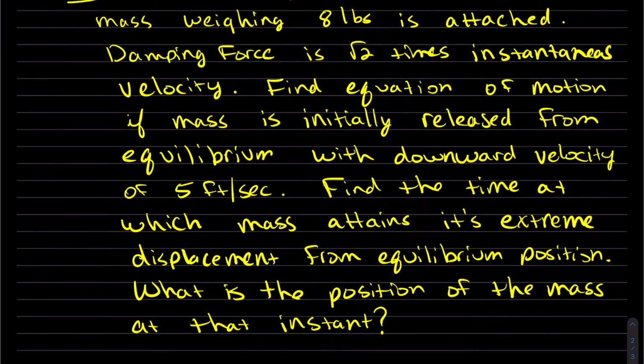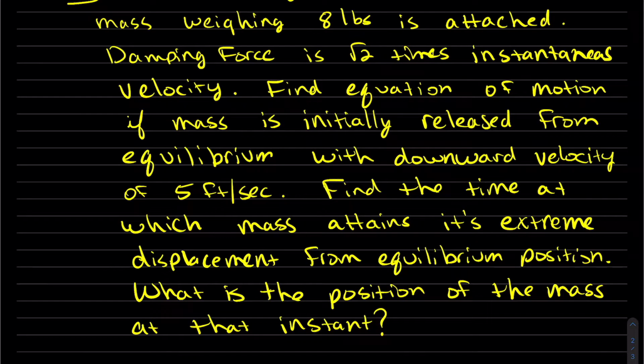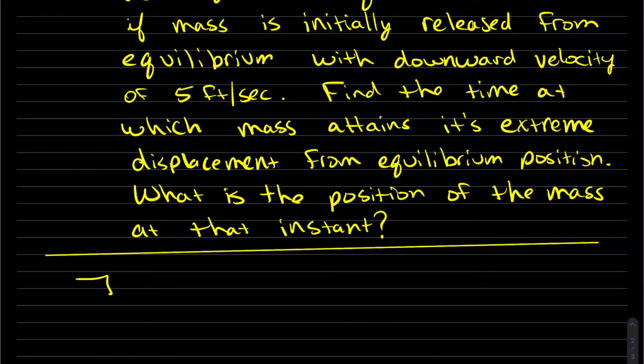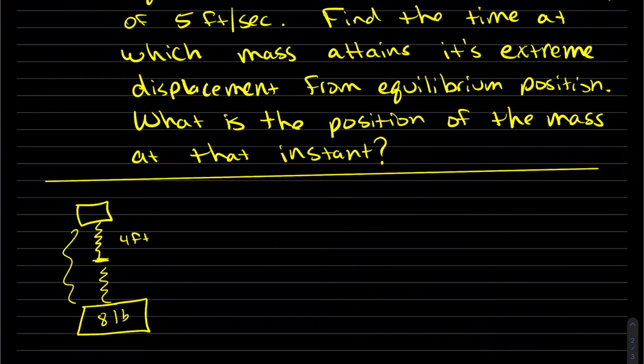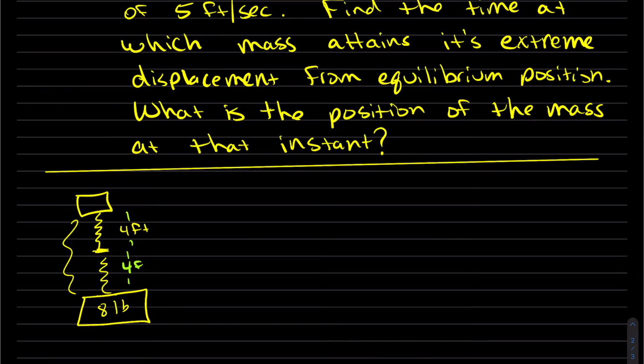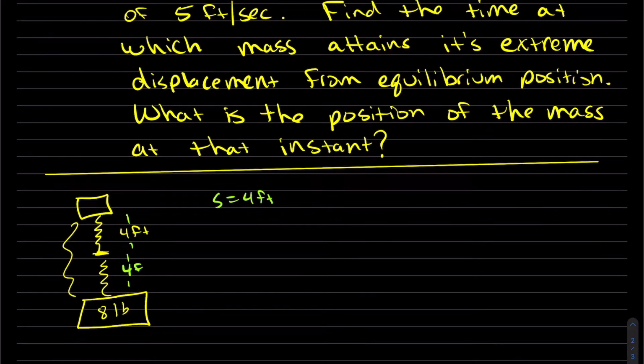So let's see what we can get from all this information. If we want to draw it, we have a 4-foot spring. It measures 8 feet after the mass weighing 8 pounds is attached. So that means this is also 4 feet. The spring is originally 4 feet, so s equals 4 feet, and x equals another 4 feet.